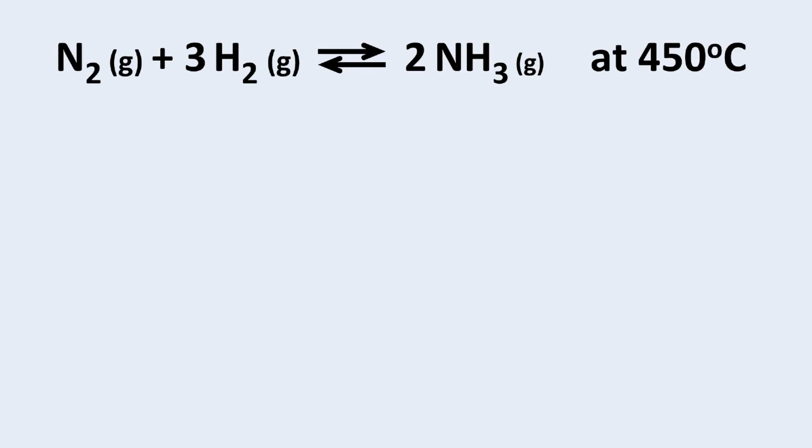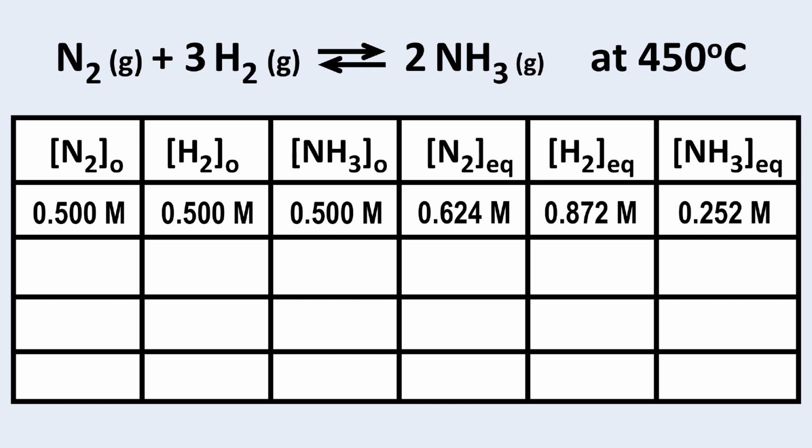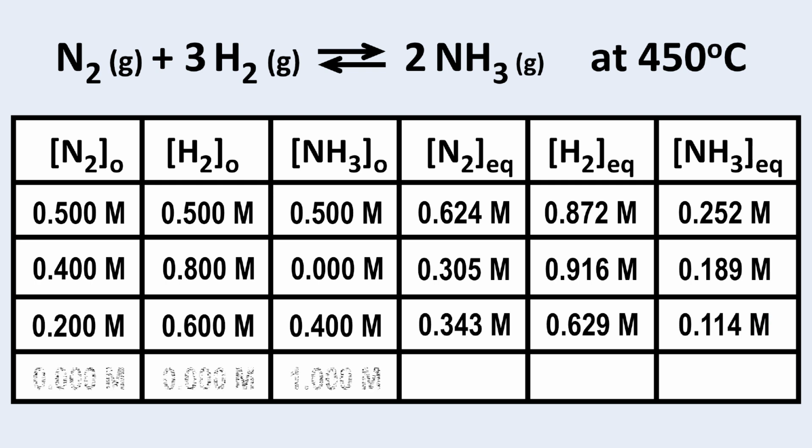So if we do some experiments with this system of nitrogen, hydrogen, and ammonia at 450 degrees Celsius, we find the following. We can have an initial concentration of nitrogen, hydrogen, and ammonia as indicated, 0.500 molar for each of them. And when we reach equilibrium, we find the following concentrations of the substances at equilibrium. And then we do a different experiment with different starting concentrations, and we get the following equilibrium concentrations. And then we do it again, and one more time.